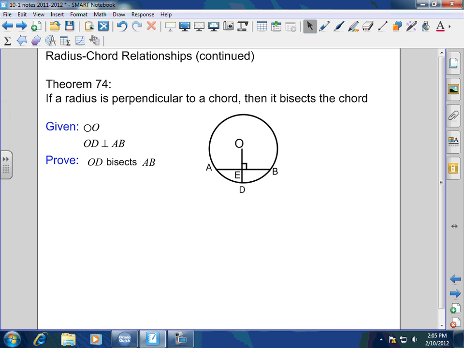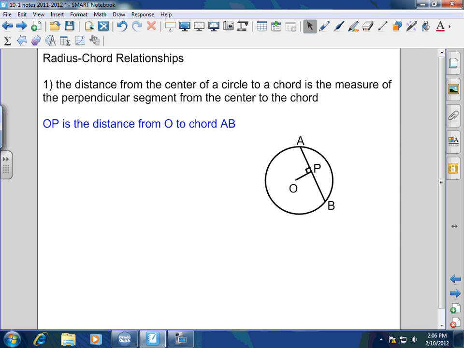Now, Theorem 74. If a radius is perpendicular to a chord, then it bisects the chord. But I did not want you to confuse the two, son. This does not say that the center has to be the perpendicular bisector. It is just saying that when you're looking for the distance from the center to the chord, it is the distance of the segment that is perpendicular to that chord.